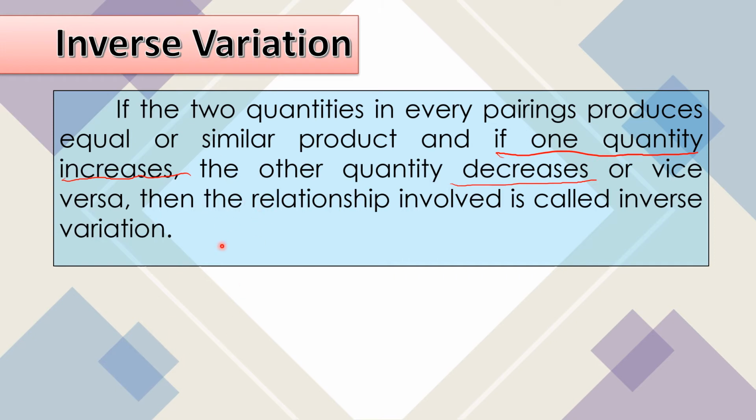So, sa inverse variation, if the two quantities in every pairing produce an equal or similar product, if one quantity increases, the other quantity decreases or vice versa, then the relationship involved is called inverse variation. So, yan. Basta kapag tumaas yung isa, bababa yung isa.